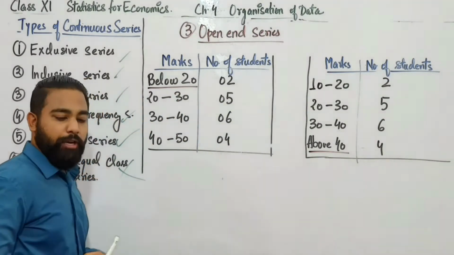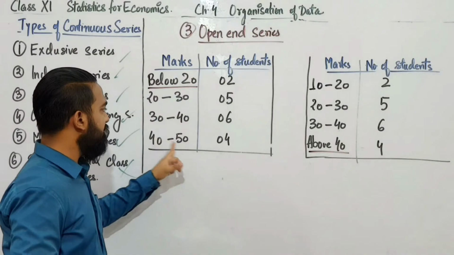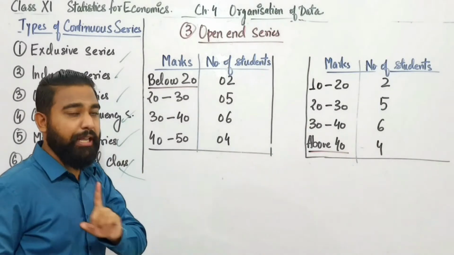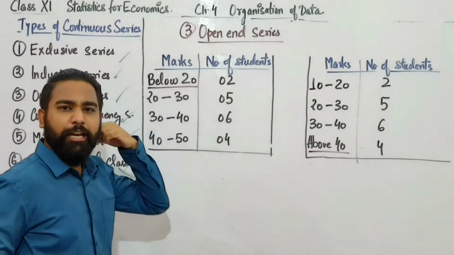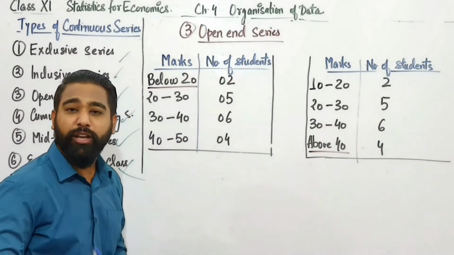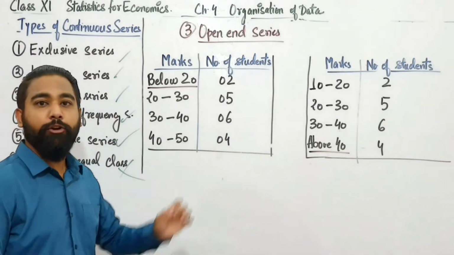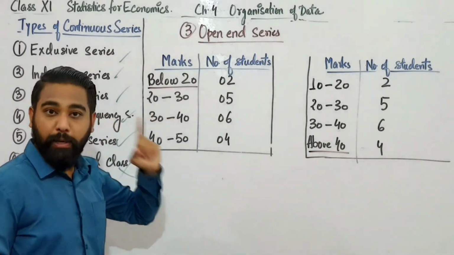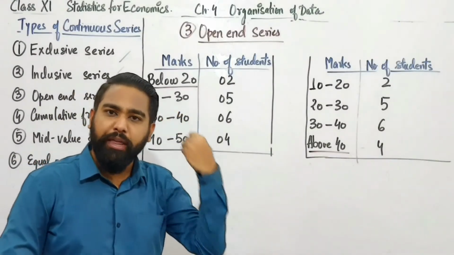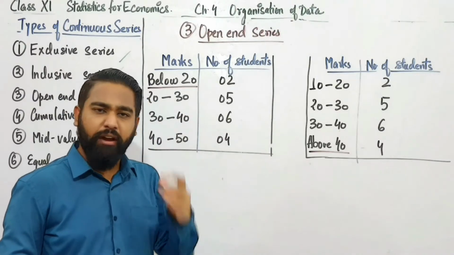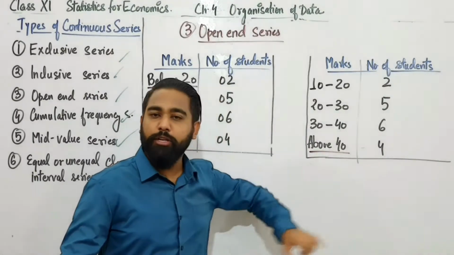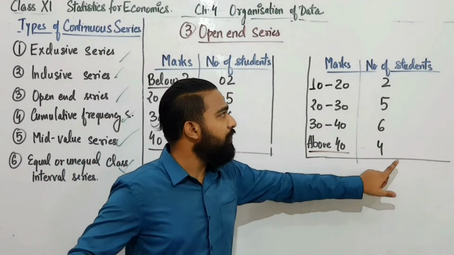Now what does below 20 actually mean? Because the class interval is of 10, see, 20 to 30, 30 to 40, 40 to 50. Now, this isn't 10 to 20. This means that below 20 it could be anything like 0, 1, 2, 3, up to 18 and 19. It could be any one of them. Therefore, below 20. Now, above 40 means it could be any number, like 50, 60, 80, 100. Any number above 40 will be considered.